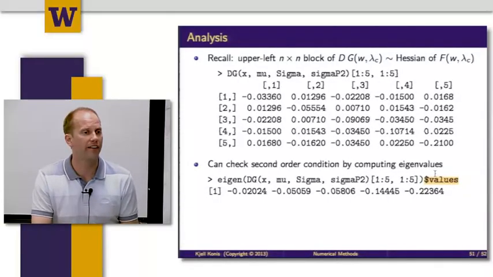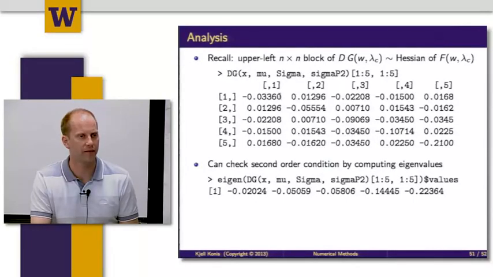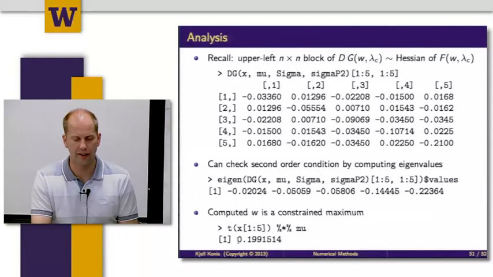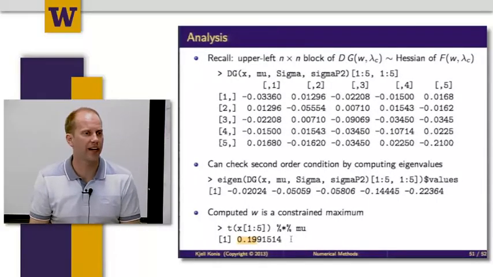If I take just the values out of this function, I get this vector of 5 values, and they're all less than 0. That tells me that this matrix is negative definite, and that the computed point, in this case W sub c, corresponds to a constrained maximum of the objective function. And then finally, I can find the computed W, 0.199. This is the maximum that I can make the expected return for my portfolio, subject to having a risk of 0.25 squared.